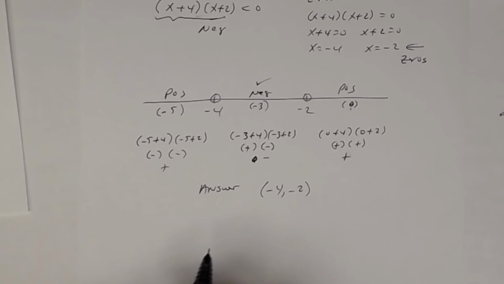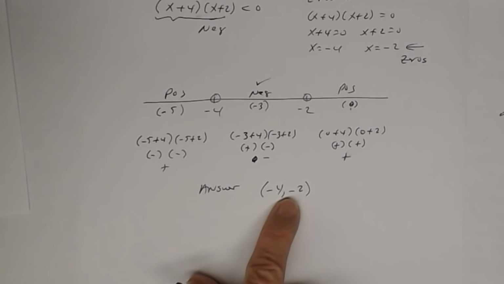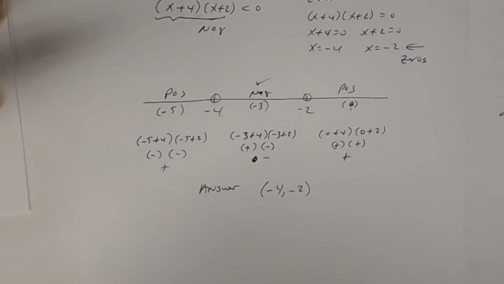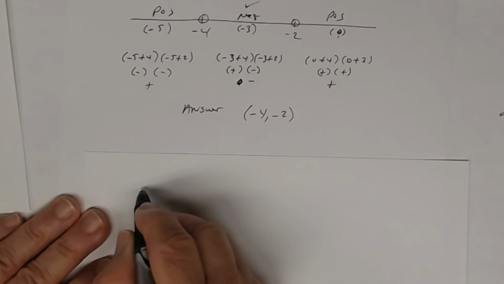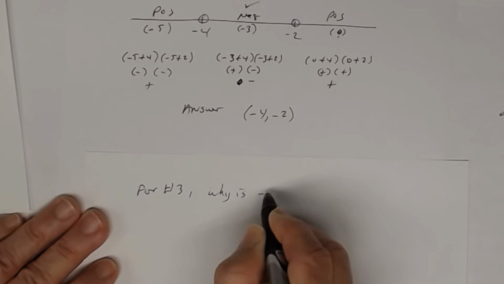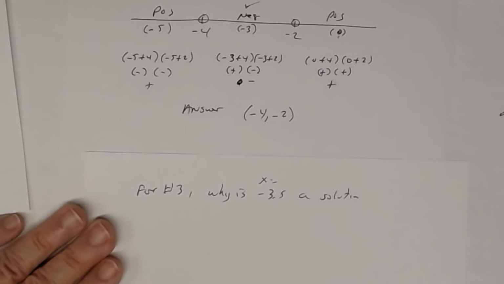Let's just check this. I just want to show you how to check this real quick. We're going to check one number in here. There was only one integer in there, negative 3. So let's check negative 3.5. Negative 3.5 is in here, right? So let's see why negative 3.5 is a solution. So for number 3, why is x equal to negative 3.5 a solution?